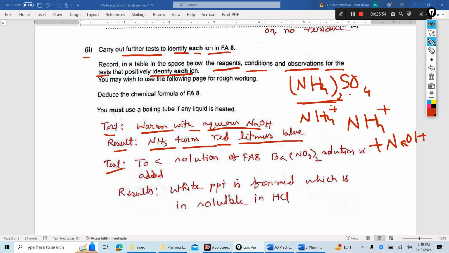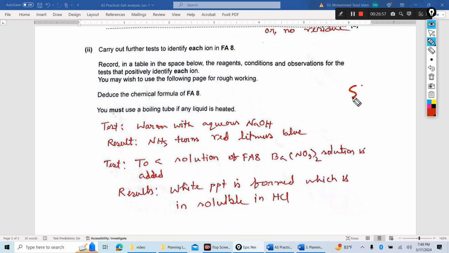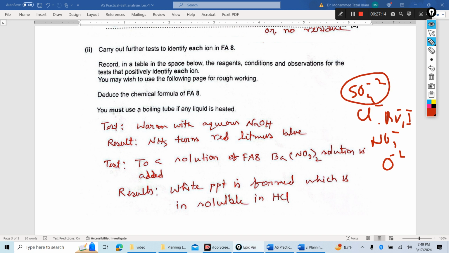There are lots of anions, you know: sulfate ion, chloride, bromide, iodide, nitrate, nitrite, sulfide, oxide. So at first you will do the sulfate ion test. If you get it, no need for further tests. If you don't get the sulfate ion, then in the second step you will do chloride ion, bromide ion, iodide ion. So first you start with the sulfate ion. You know the reagent is barium nitrate. This is the test for the sulfate ion.